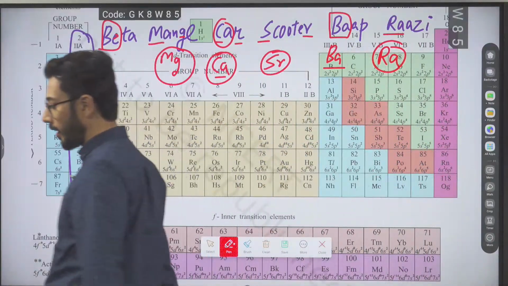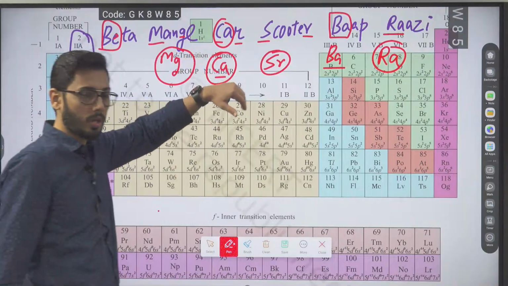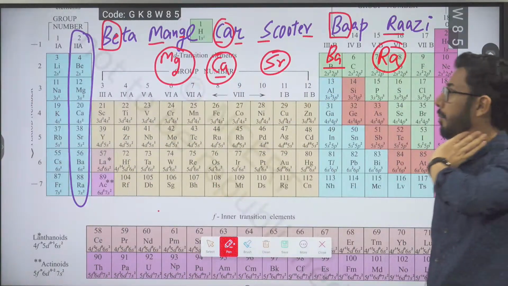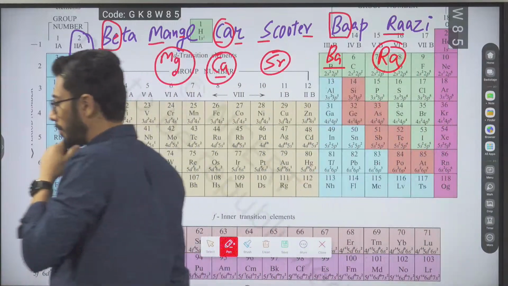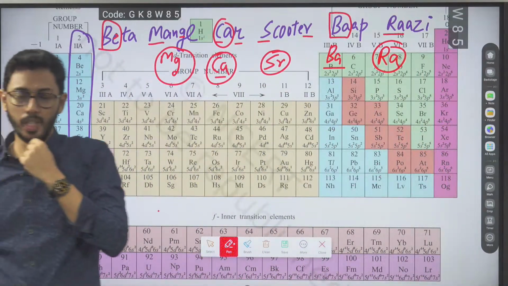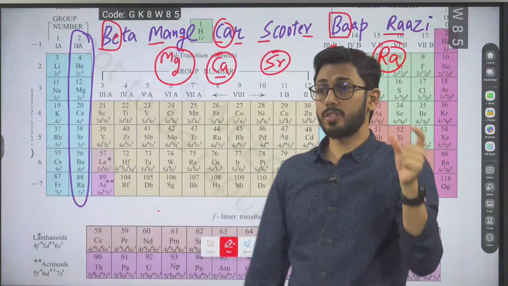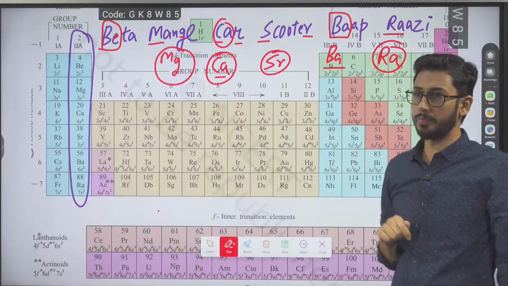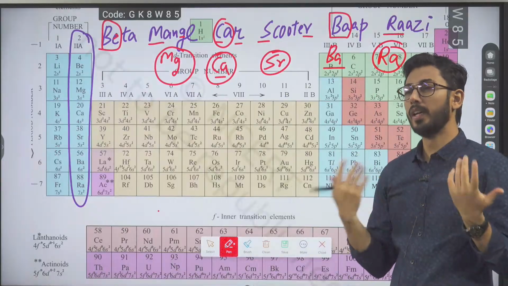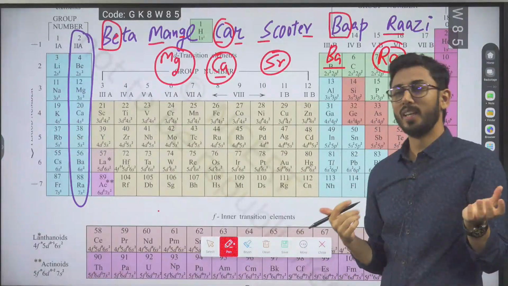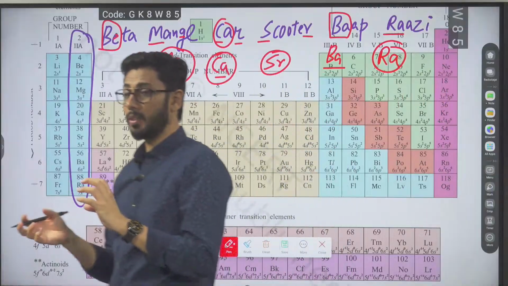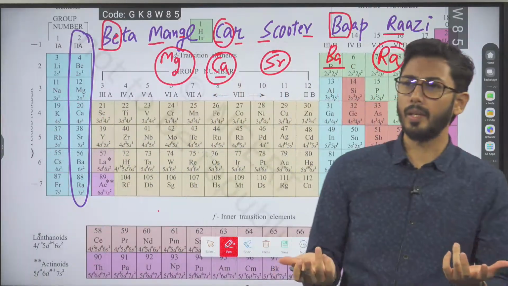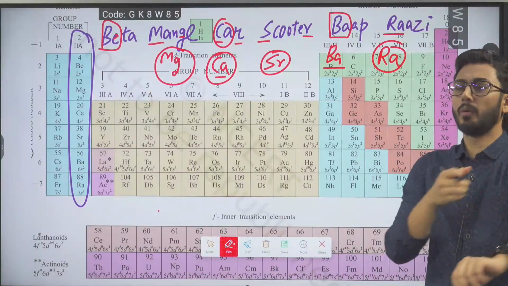Keep on writing simultaneously as I am writing here in the rough notebook, or in the beginning part of your introduction you can mention in the notes. Beta, mange, car, scooter, बाप, राजी. ठीक, mnemonic helps us in extracting the correct symbol also. That is the important point. Sometimes we learn a mnemonic and that mnemonic itself becomes a headache. So wherever you feel you do not remember, only then use a mnemonic. Wherever you have learned the element, no need to frame any other mnemonic for that.